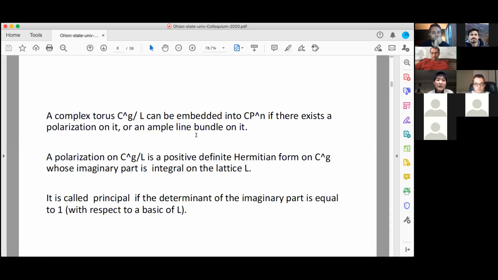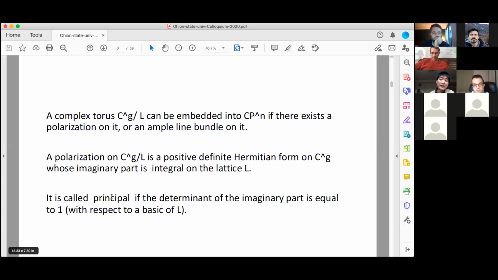So here's a condition. When can this happen? This was due to Riemann. A complex torus can be embedded into projective space if there is a polarization, or ample line bundle, on this. So what is a polarization? A polarization on a complex torus is a positive definite Hermitian form on C^g whose imaginary part is integral on the lattice. Okay, that's a polarization.